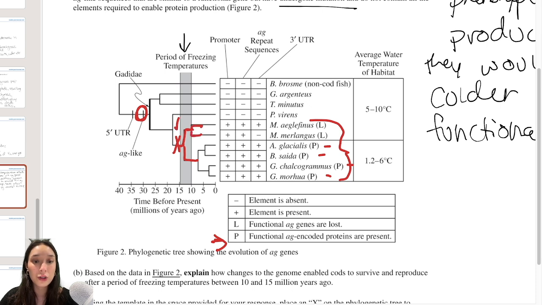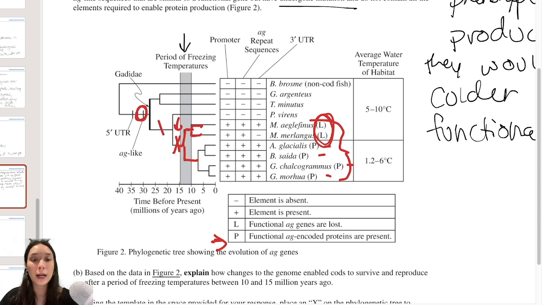So the gene was functional at this point, and then you had it branch off to ones that maintain their functionality, and then the ones that mutated to not become functional anymore. I think that's kind of the key to the question, is that the genes were functional and then became non-functional, these ones with the L. So then you would have to put the X prior to that.